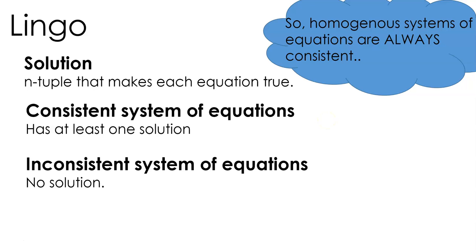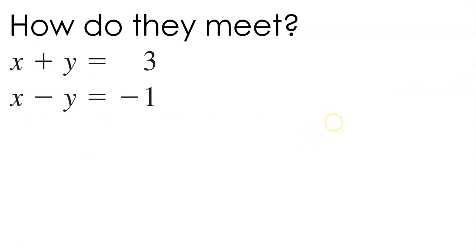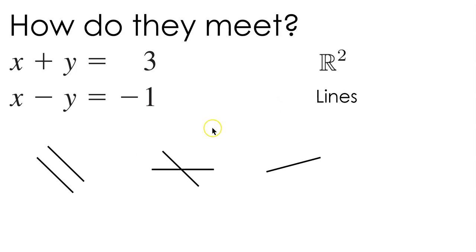So let's look at some examples. I have two equations, x plus y equals 3, x minus y equals -1. I have two variables, so we can assume that we are in R2. These are one dimension less, so they are equations for lines. Two lines can meet in a couple different ways. They can be parallel, they can cross at one point, or they can actually be the same line.